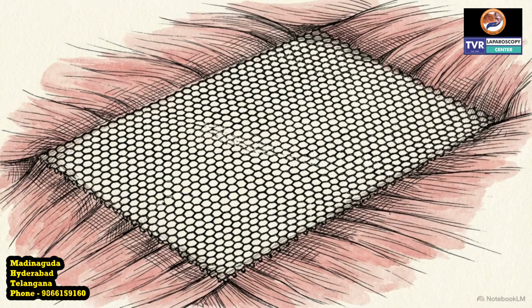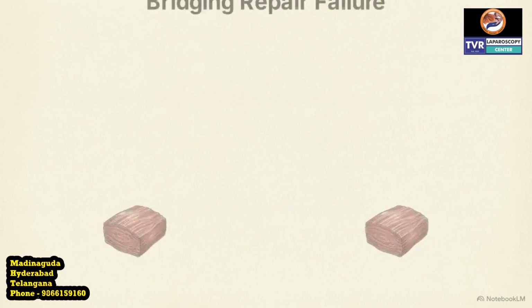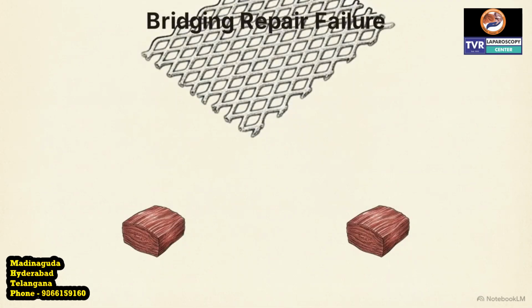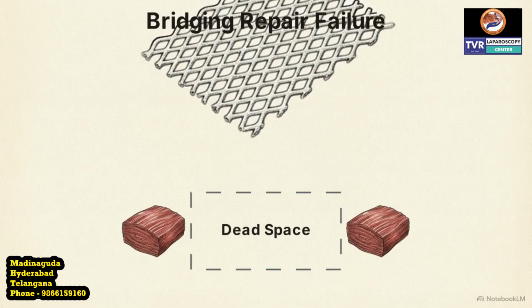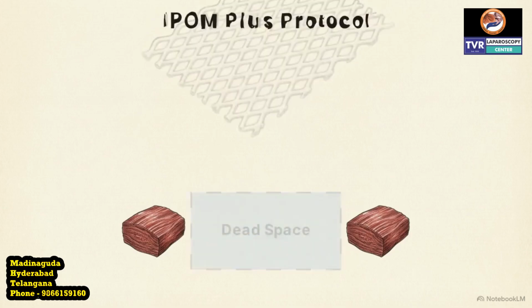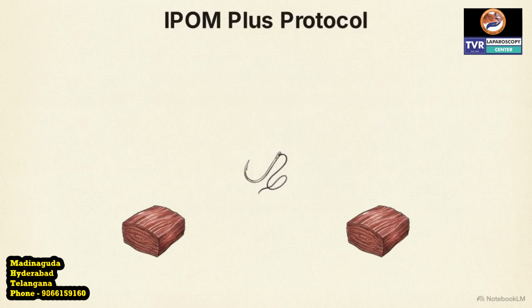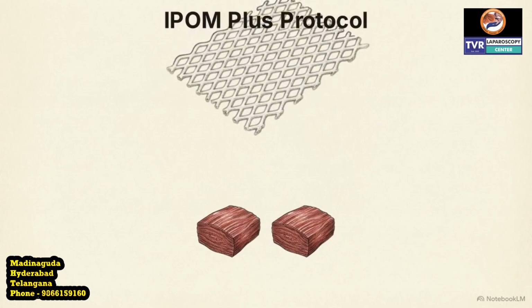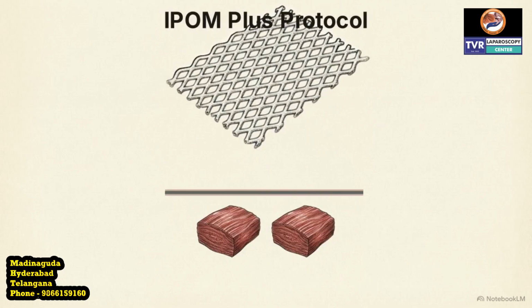The final operational phase is mesh integration and the elimination of dead space. This diagram illustrates the failure of bridging repairs. The hernia defect is left open and patched with mesh, leaving an anatomical void known as dead space. This space acts as a reservoir for fluid, causing a seroma and a visible postoperative bulge. The IPOM Plus protocol prevents this through mandatory primary closure of the defect before mesh placement. Closing the fascia ensures a strong tissue-to-mesh interface and eliminates the reservoir for fluid.